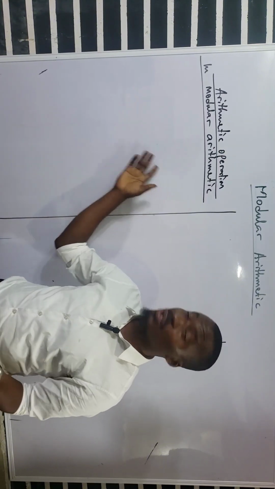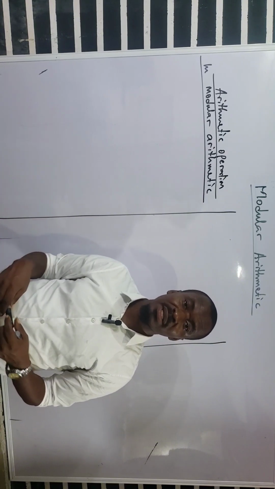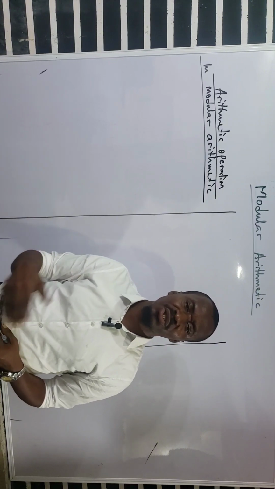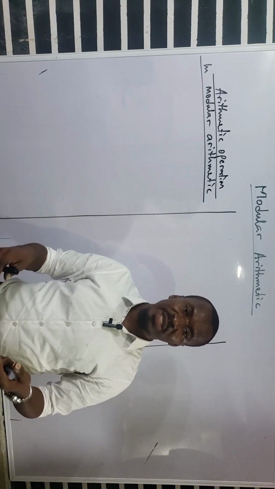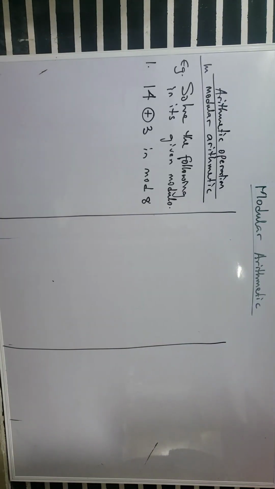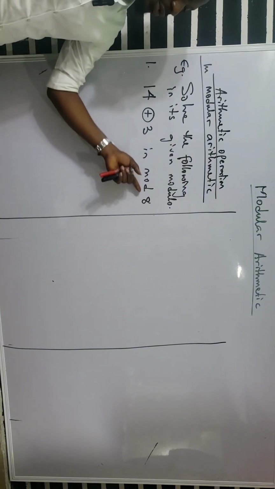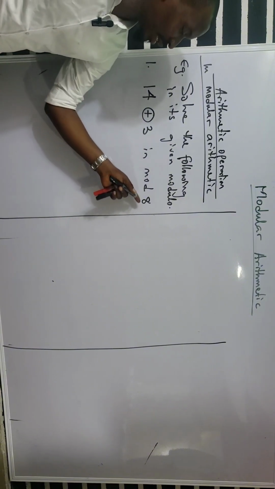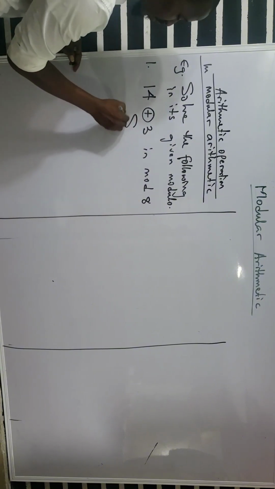So I will just solve maybe one example each on addition, subtraction, and multiplication of numbers. Then we'll move to division of numbers, the only place that requires more explanation. So let us take examples. The first example we have here is 14 plus 3 in modulo 8. So they want us to carry out this operation in modulo 8. Now, what's the shortest way to do that? Let's have our solution.